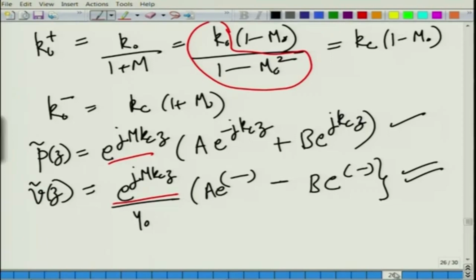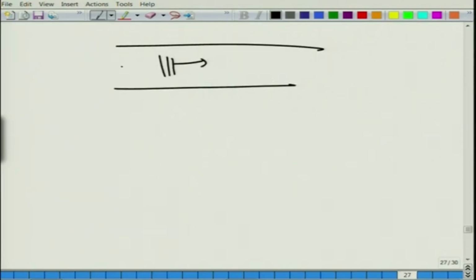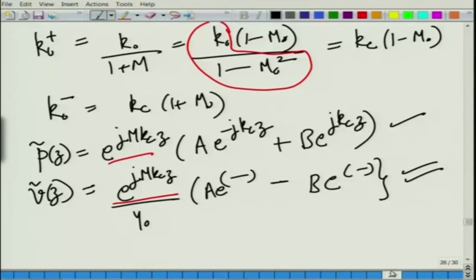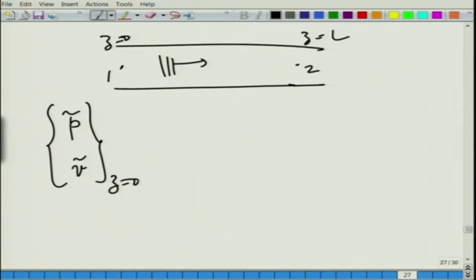How will you basically eliminate A and B? Let us say you have a duct with a flow in this direction, and between points 1 and 2 you would want to derive the transfer matrices, isn't it? So, how would you go about doing that? What we could do is that, apart from this term, like I said, we have pretty much the same thing. We could write down between the points 1 and 2, z is equal to 0, z is equal to L, P tilde and V tilde. You have this z is equal to 0, and this form would be the same.